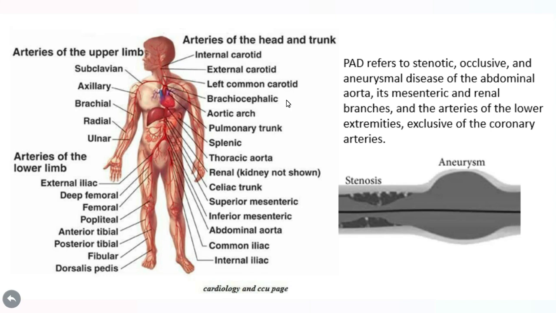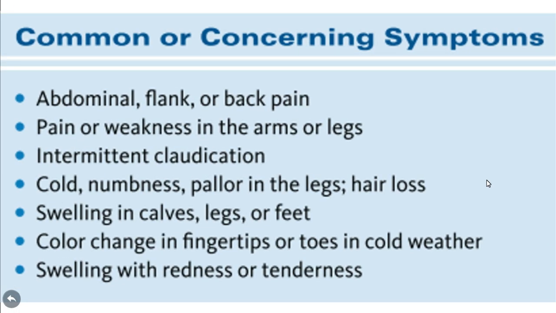As you can see, it refers to stenotic, meaning there's almost an occlusion of the artery, or aneurysmal, or sometimes occlusive. It means there's already significant occlusion in the lower extremities. That's why it's called peripheral arterial occlusive disease. But even an aneurysm is still considered part of peripheral arterial disease. Okay, so you can have abdominal, flank, or back pain. Do you think a patient with peripheral arterial disease can have this one?